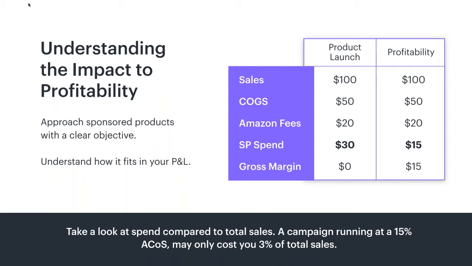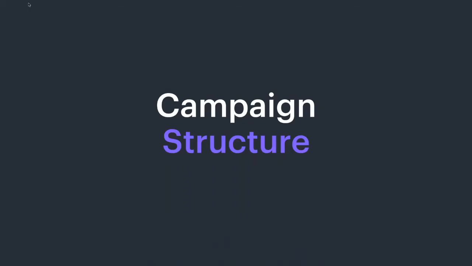And the other point too is you want to take a step back and not look at sponsored products in a bubble, right? How does it fit into your overall business? So while you may see a campaign that's running a 15% ACOS, if sponsored products are accounting for 20% of all of your sales, that means you're only spending 3% of total sales on marketing. So having that clear understanding of your P&L and where this SP spend fits is really important and will help define your objectives and really help you hone in on a target.